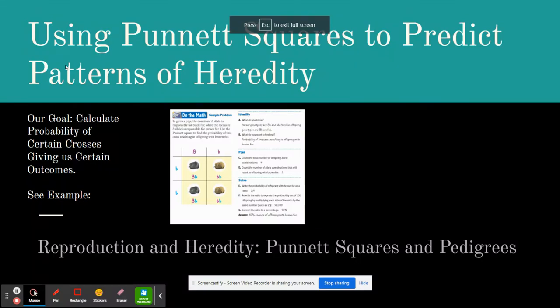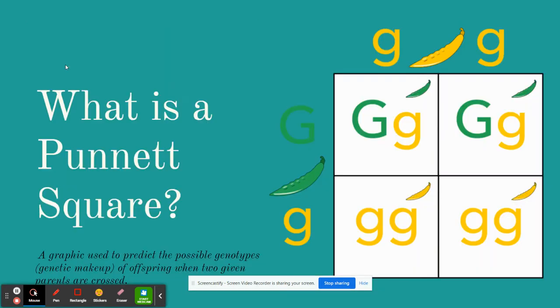All right, today we're going to be talking about how Punnett squares can be used to predict patterns of heredity. Our goal by the end of this unit in eighth grade is actually to be able to calculate probability with a Punnett square. But first, we have to understand how to use the Punnett square. So today we're going to talk about how we use the Punnett square.